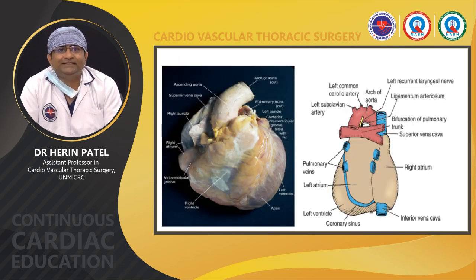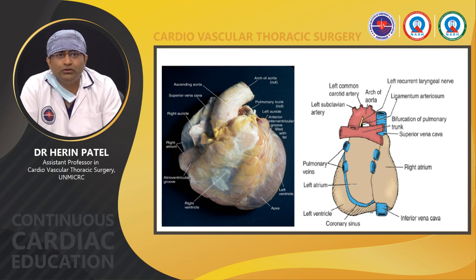On the left side you can see the sternocostal border of the heart, which is mainly formed by the right atrial appendage, 2/3 of the right ventricle and 1/3 of the left ventricle. Here you can see the apex, which is mainly formed by the left ventricle. Here is the interventricular septum, which is the septum that divides the right and the left ventricle. It is filled with fibrofatty tissue in which runs the left anterior descending artery.